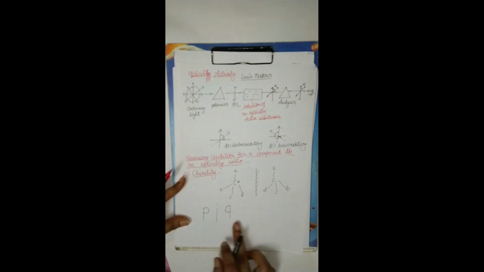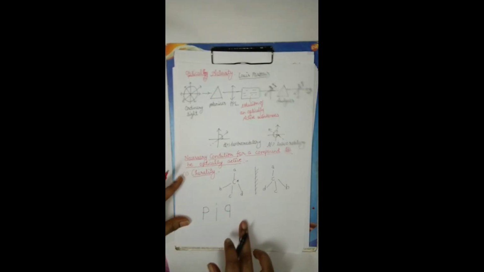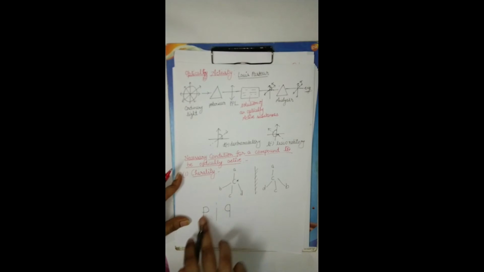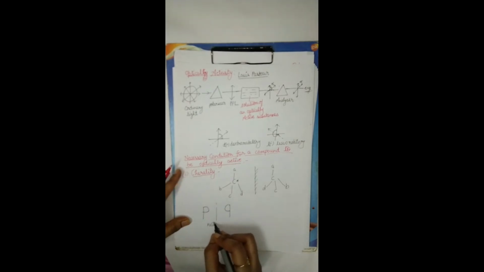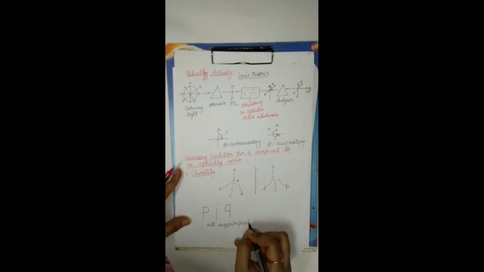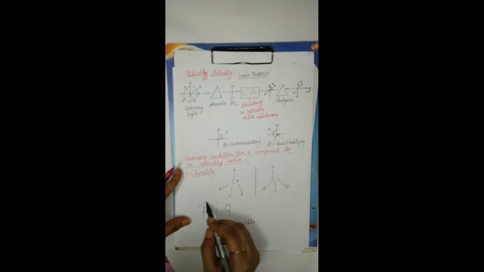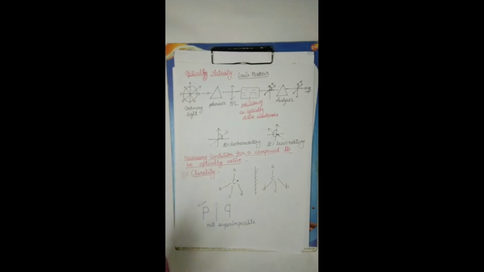What is this? This is not superimposable. It means it is showing the chirality. Okay, it is not superimposable. Not superimposable. This is the chirality. Okay, this is showing the chirality.